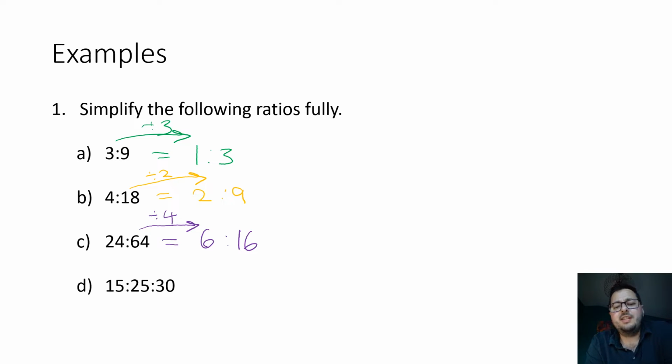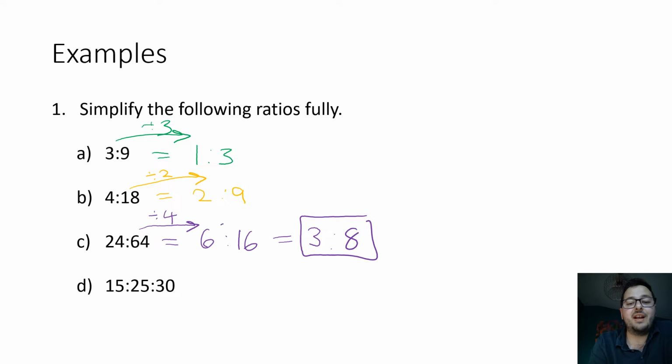But then I can look at this new one I've got, 6 to 16, and actually I can simplify that again by dividing both by 2. So 6 divided by 2 is 3, and 16 divided by 2 is 8. And that's our final answer. So I've divided by 2 again. So you can do it in steps. Now if you wanted to, you could go straight from 24, 64 to 3, 8 by dividing by 8. But this is just to tell you, you don't have to find that highest common factor. You can just keep going.